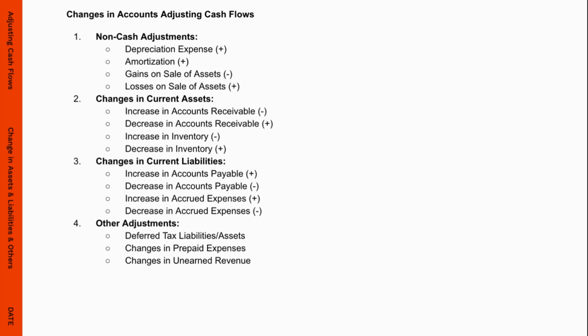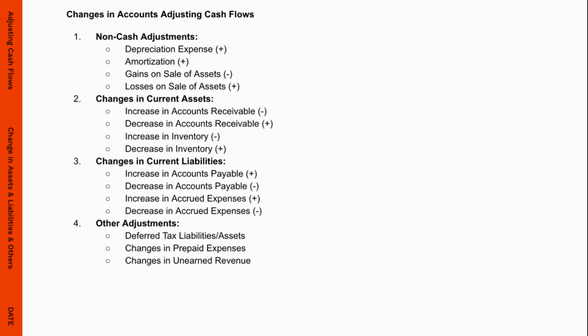Okay, so I made a list of all the changes that we could use to reconcile the adjusting cash flows. The first category is non-cash adjustments. If you have depreciation expense, we add that back. Amortization, we add that back. Gains on sales of assets, we subtract that. Losses on sales of assets, we add that back.